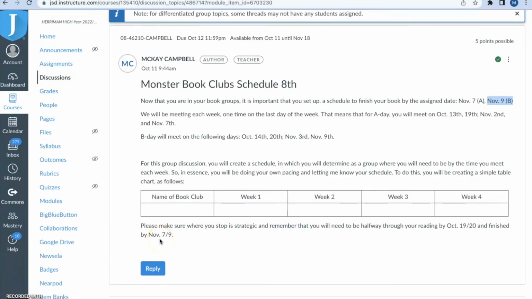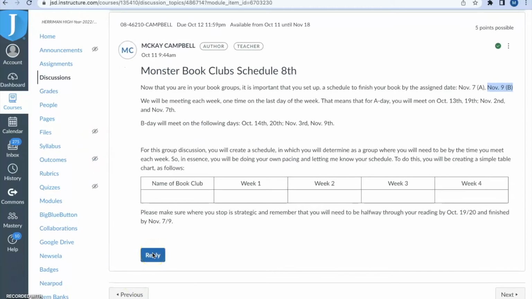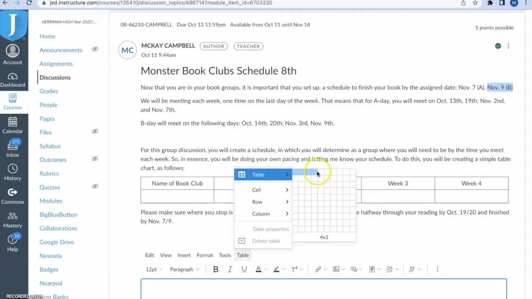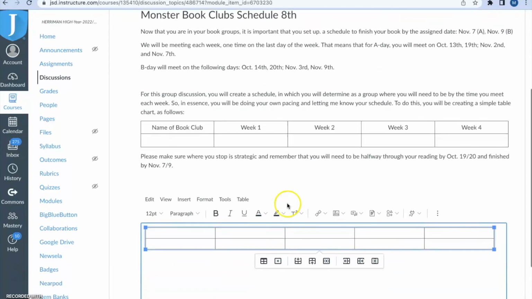So what you're going to do is create a schedule with your group. You're going to create a table. It's pretty simple. You click reply, you click table, then the table is going to be a 2x5. Then you type in what I did here, which would be name of book club, and then you'd put October 14th, then October 20th, November 3rd, and November 9th.